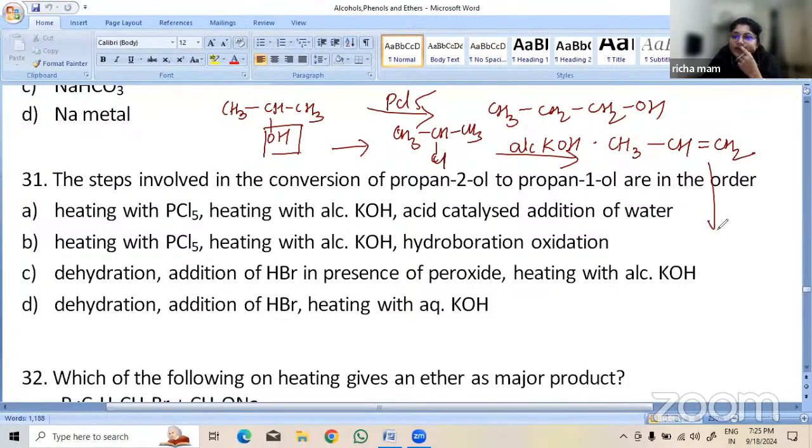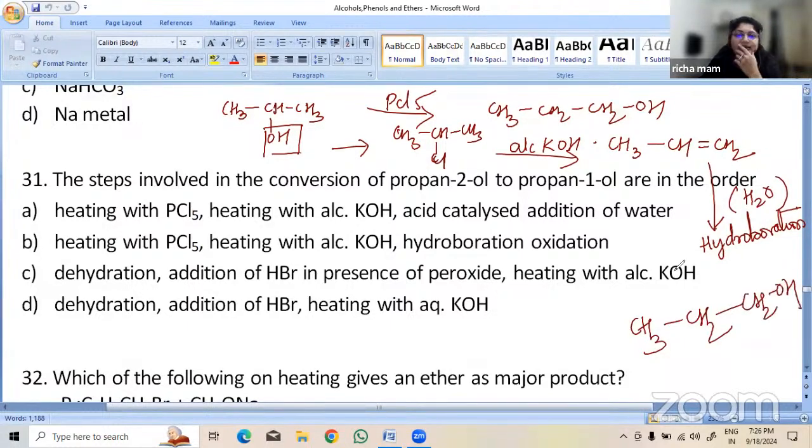Further, if we do hydroboration-oxidation on this, hydroboration means you are adding a water molecule. So we are going to get CH3CH2CH2OH. We are doing a hydration. It is option number B. Option number B is the correct answer.